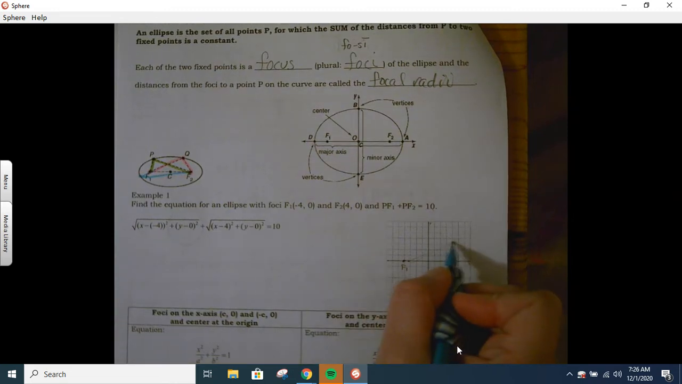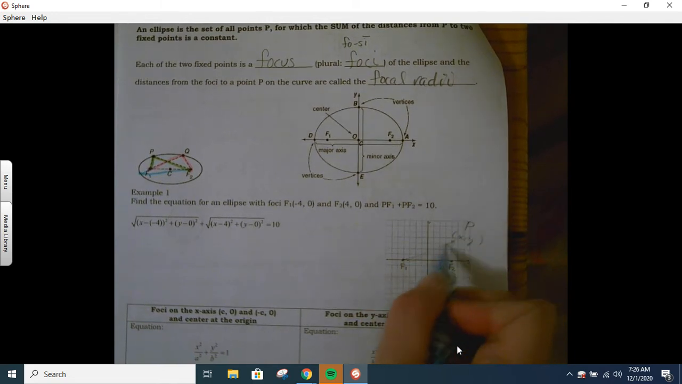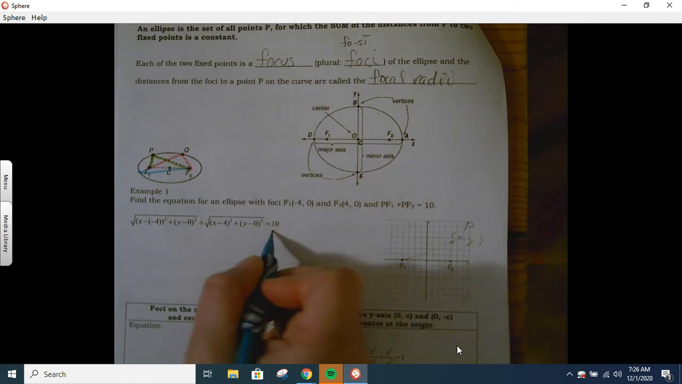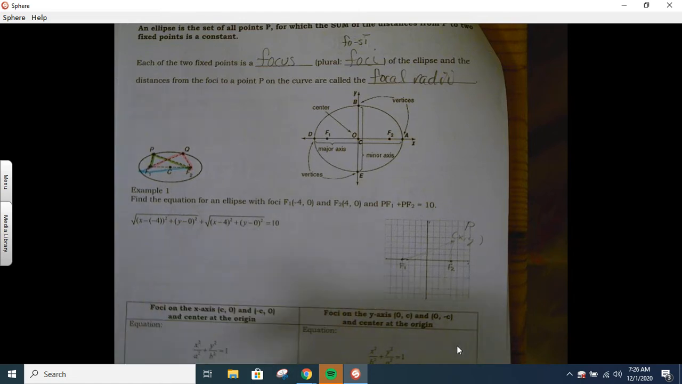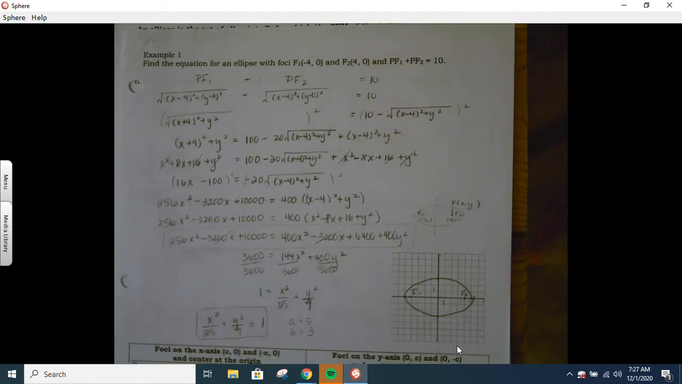So if we take some point (x, y), the distance from this point to F1 plus the distance from this point to F2 is going to equal 10. It's like I use the distance formula twice. Now, we're not going to go through taking that distance formula and translating it into an equation. I'm going to show you what the process looks like.